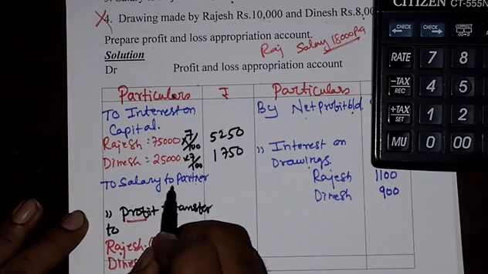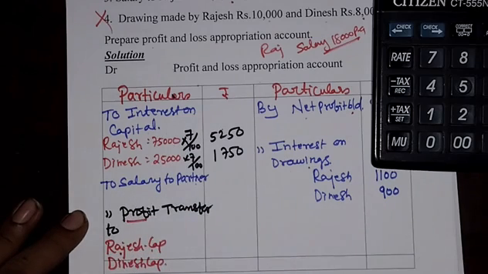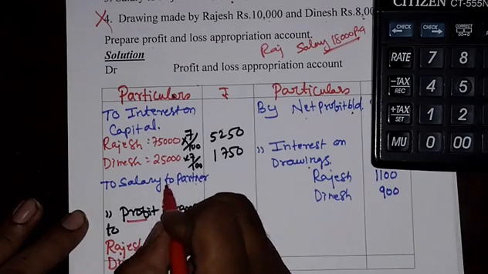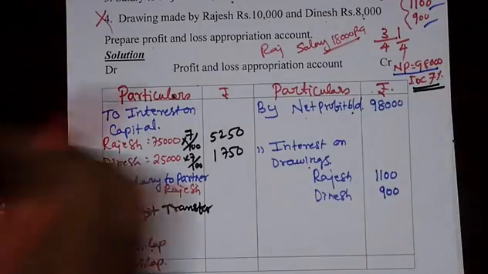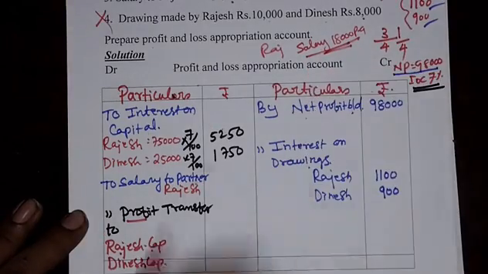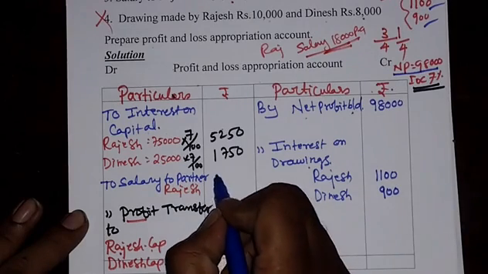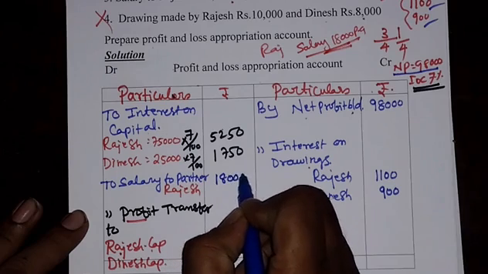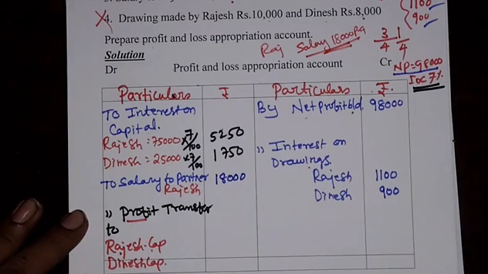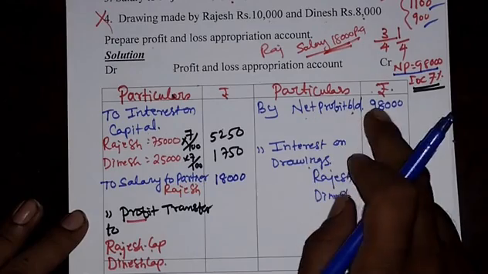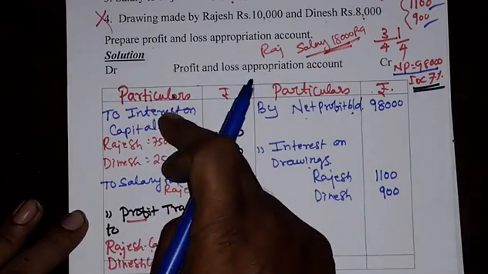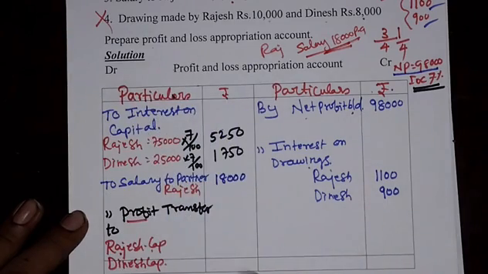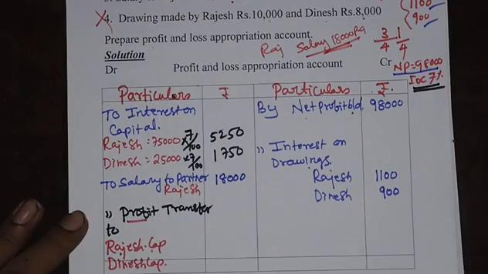Next is the salary to partner Rajesh. It is given salary 18,000 per annum. So for the next partner we get 18,000. That's it, over. 4 entries over. By net profit brought down, by interest on drawings, to interest on capital, to salary. The final answer will be our profit.